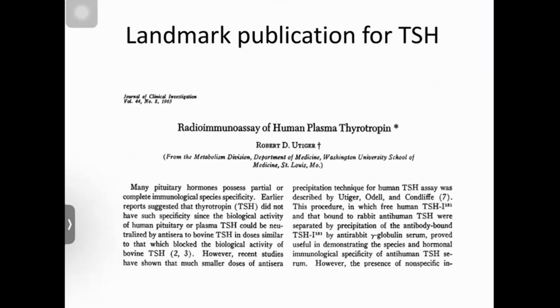In the same year, the first radioimmunoassay of human plasma thyrotropin was actually performed by Robert Utiger. So he was the first person. If you ever have to look up a TSH value in the laboratory, you know that the first person who actually did it was this man. His publication was the one that came up in 1965. So we owe all the credit to him for the first radioimmunoassay of human TSH levels. And it was because of the radioimmunoassay procedure that was developed by the Nobel laureates in 1965.